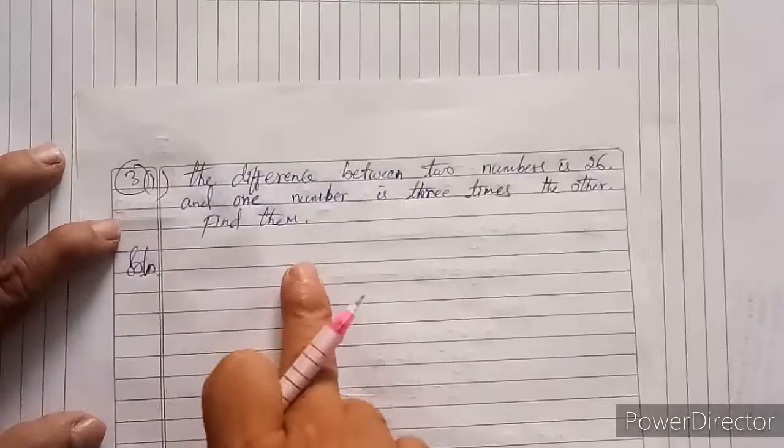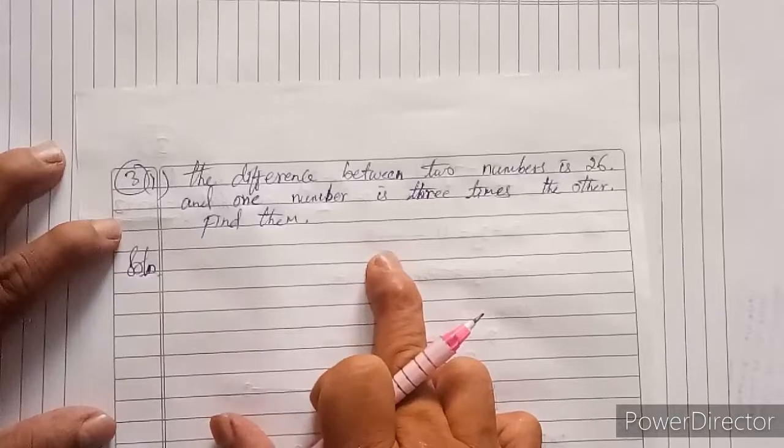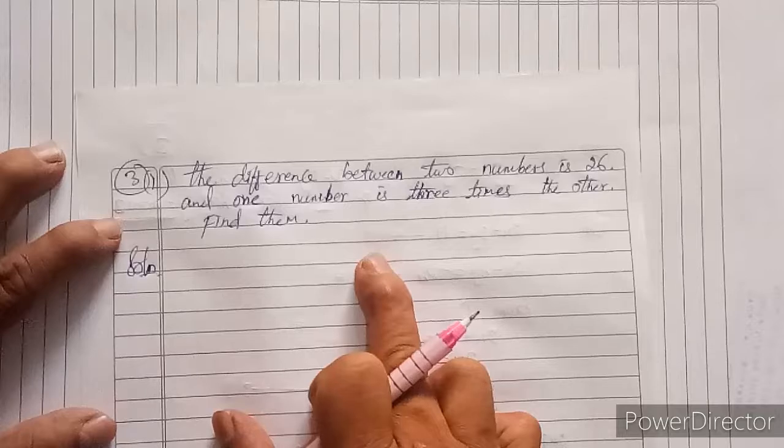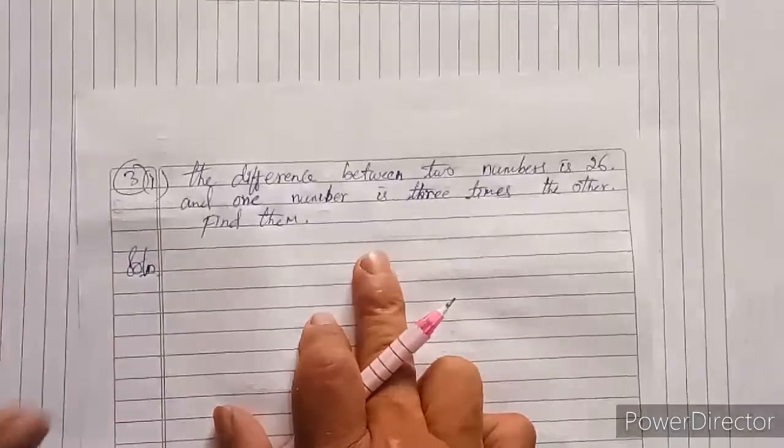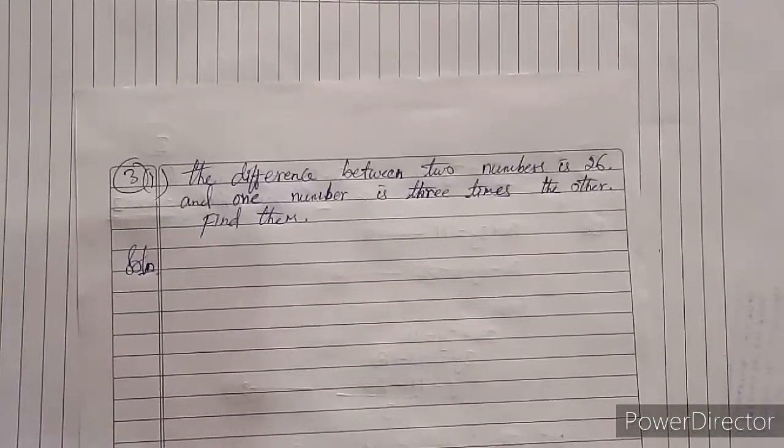Third main, first sub question. What is the third main question I am given? I will read it. Form the pair of linear equations for the following problems and find their solutions by the substitution method, right? Substitution method only we have to use to find the values, that is the given question.